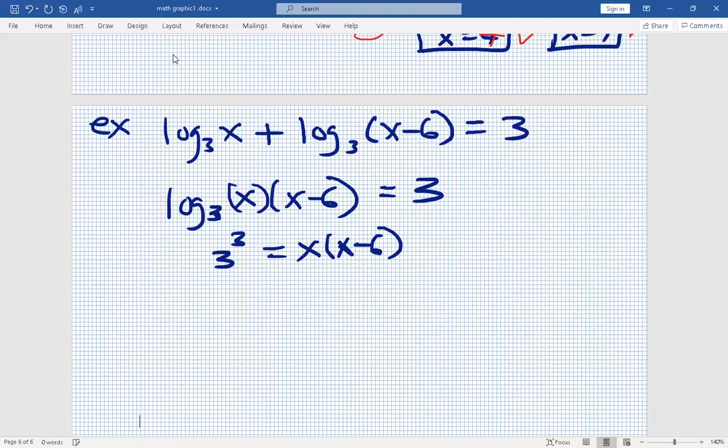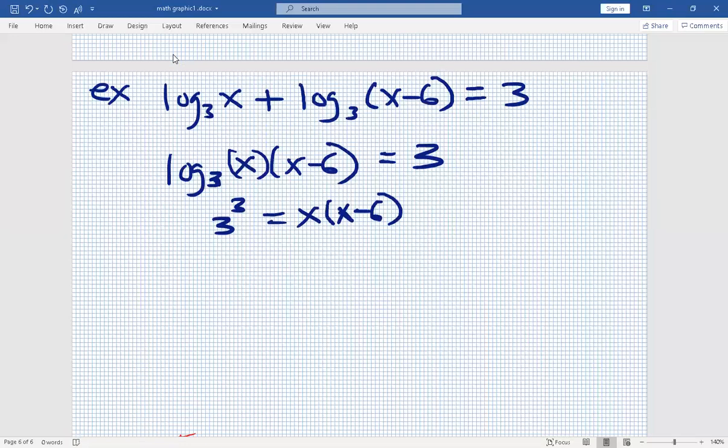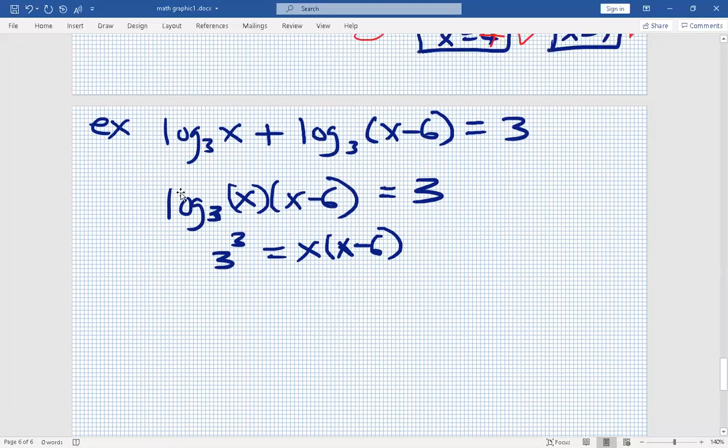Let me move that out of the way. All right, so we have this right there. Now the log is done. So this is going to be another polynomial that we have to solve. Again, this is review of solving for polynomials. 3 to the third is 27. Let's do the distributive. And then we have 0 is equal to x squared plus 6x.